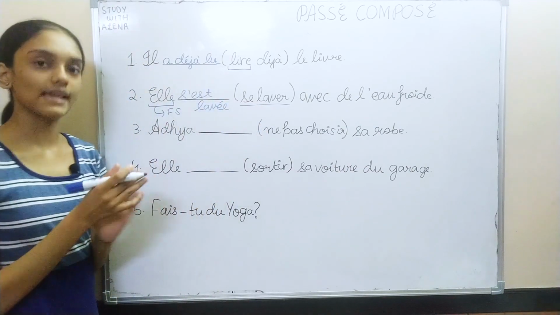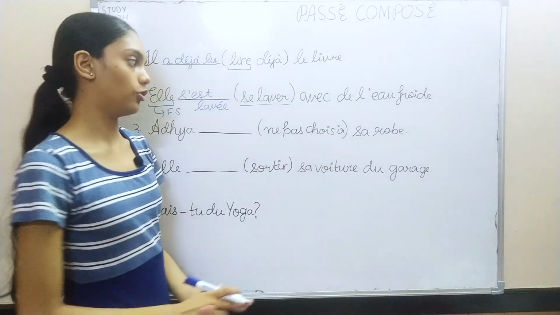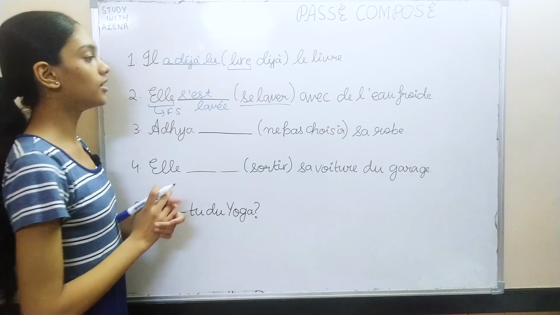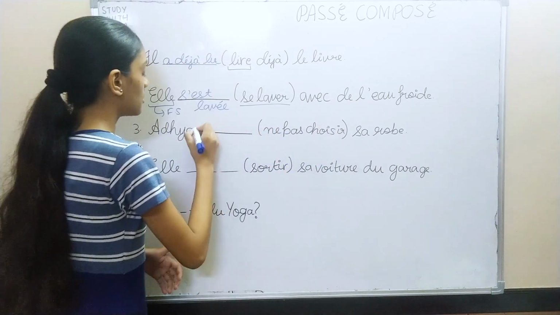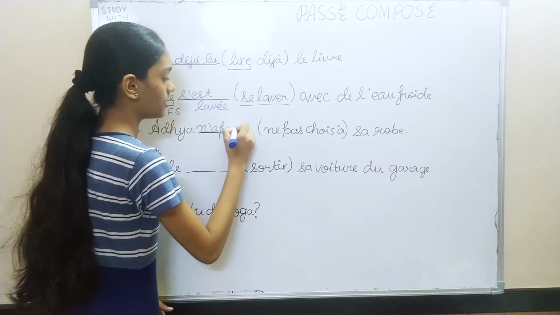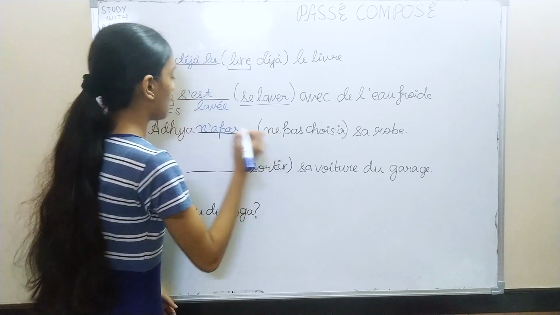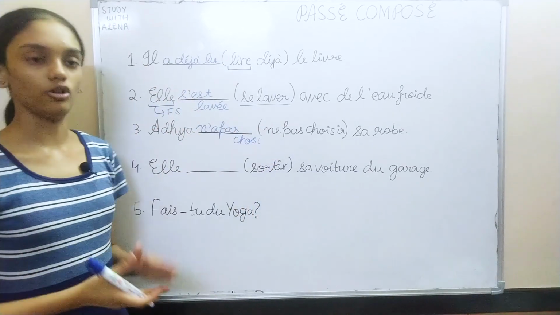Third question, Adya ne pas choisir sa robe. Adya did not choose her dress. So choisir. First we'll put the negation. So n'a pas, and then the past participle choisi. Adya n'a pas choisi sa robe.